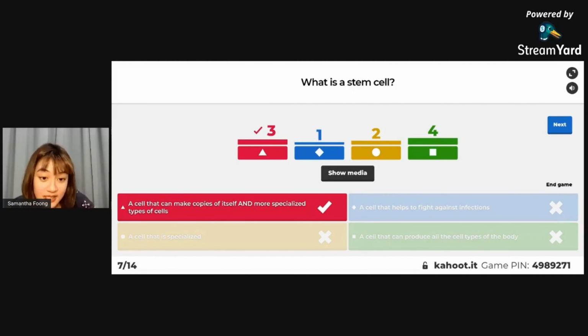So a cell that helps to fight against infections, that would be a white blood cell. That's not a stem cell. A cell that is specialized, not necessarily. That's not what we're referring to when we're talking about stem cells. So the correct answer is a cell that can make copies of itself and more specialized types of cells.